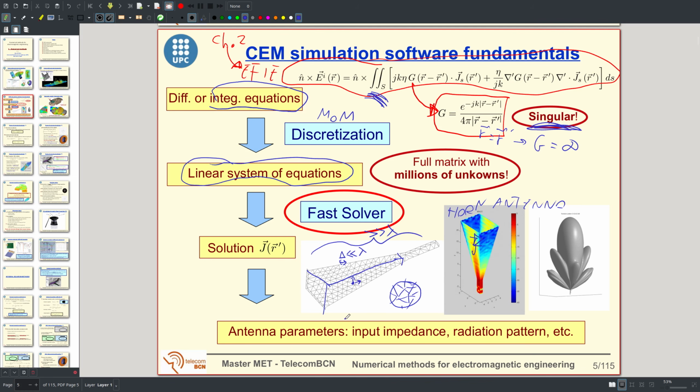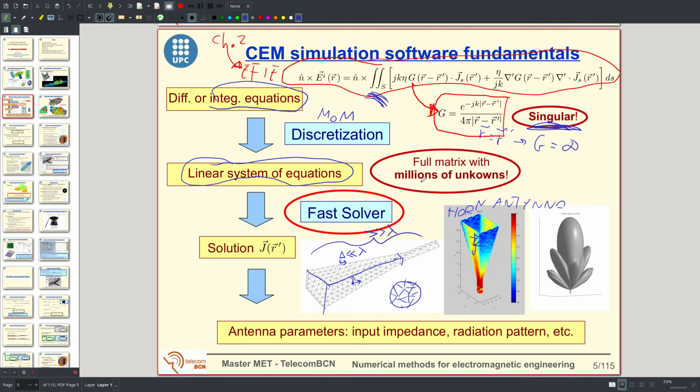Since there are some continuity relations, we can simplify, and in fact we don't have 2 unknowns per triangle. We have less than that, we have 1.5. But anyway, the idea is that the number of unknowns for the vectorial current that we have to compute is of the same order of magnitude as the number of triangles. So we have thousands of triangles, then we have thousands of unknowns.